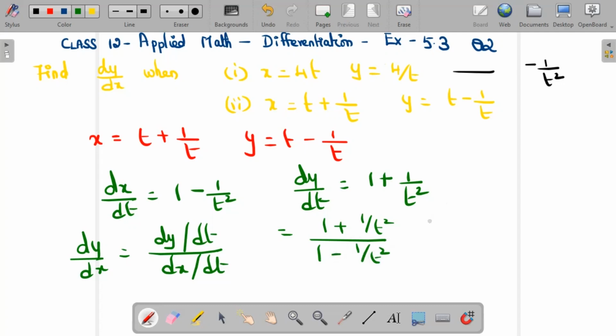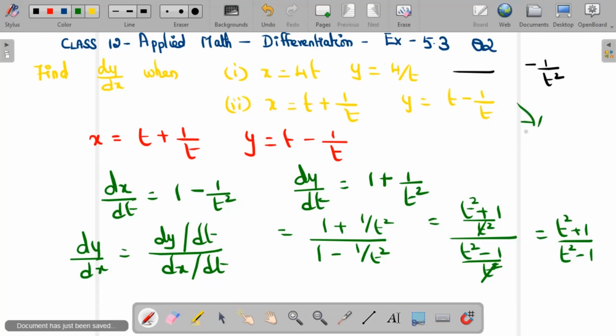I'm going to take LCM in the numerator and denominator. So it is t square plus 1 by t square, the whole thing over t square minus 1 by t square. t square and t square will get cancelled. So it is t square plus 1 divided by t square minus 1. So the answer for the second subdivision is t square plus 1 divided by t square minus 1.